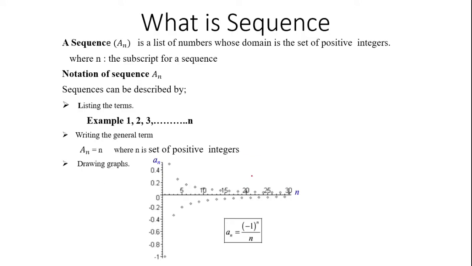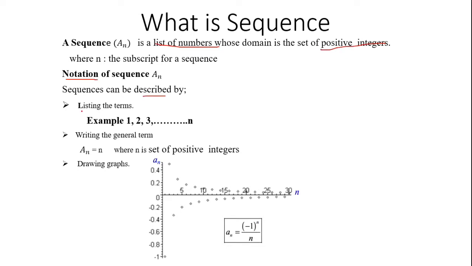A sequence is nothing but a list of numbers whose domain is the positive integers. That means the value of n must be a positive integer, so it starts from 1, 2, 3 and goes up to positive infinity. So here is the notation of sequence. A sequence can be expressed or described by using three methods. The first one is just by listing the terms.